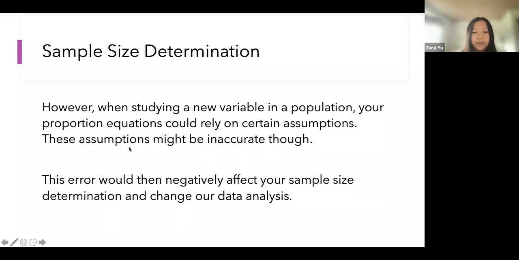So when studying a new variable in a population, your proportion equations could rely on certain assumptions, but these assumptions might not be accurate. And this error could then negatively affect your sample size determination and change our data analysis. So sometimes this could cause our sample size to be too big or too little, which would then be unhelpful to us rather than more productive. So this could just be a drawback.